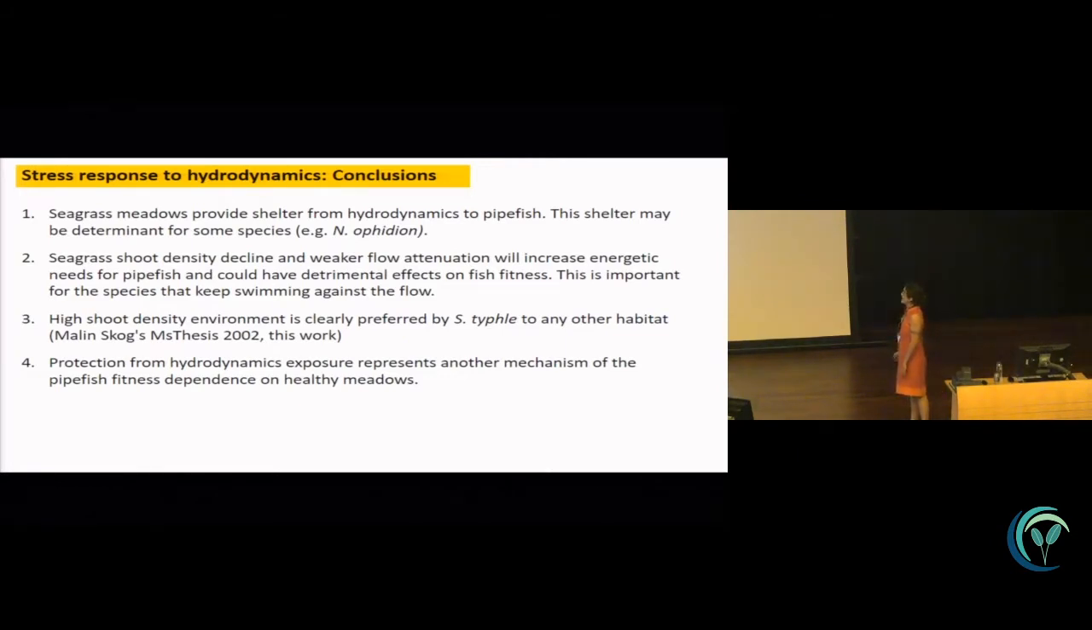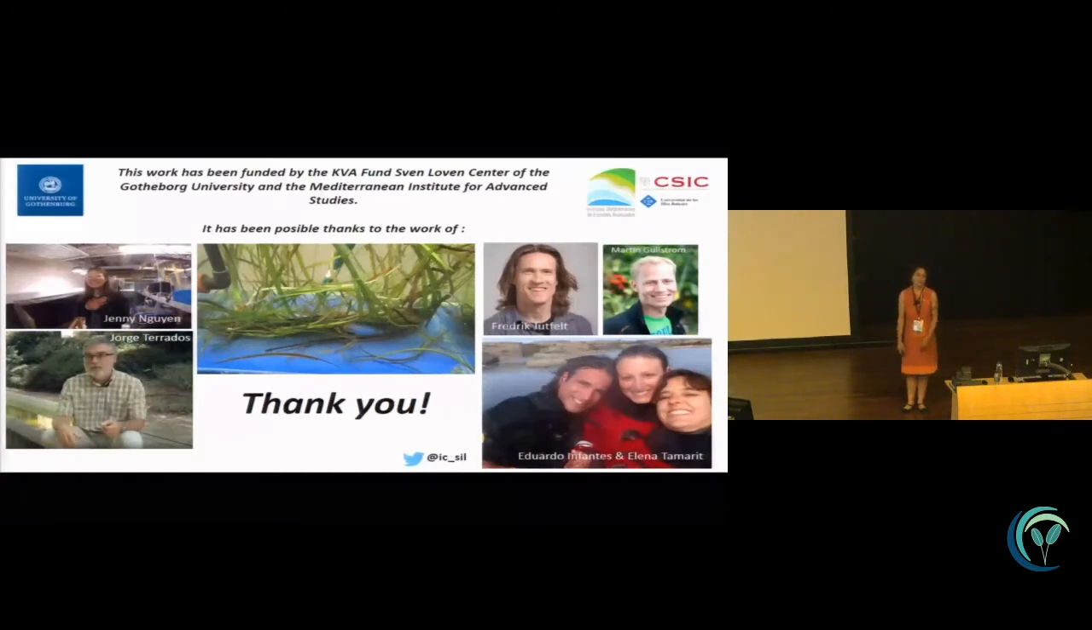Should seagrass shoot density decline, weaker flow attenuation will increase energetic needs for pipefish and could have detrimental effects on fish fitness. And high shoot density environments are clearly preferred by Syngnathidae, and the protection from hydrodynamic exposure represents another mechanism of pipefish fitness dependence on healthy meadows. And that's all. Thank you.